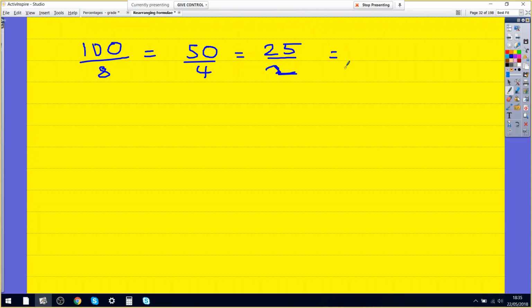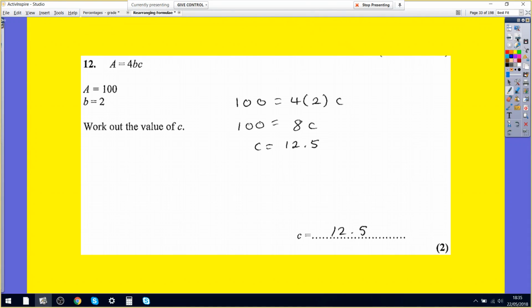Sorry, carry on. Half of 25 is 12.5. That's it. So to divide by 8, you just half it 3 times, because 8 is 2 times 2 times 2.